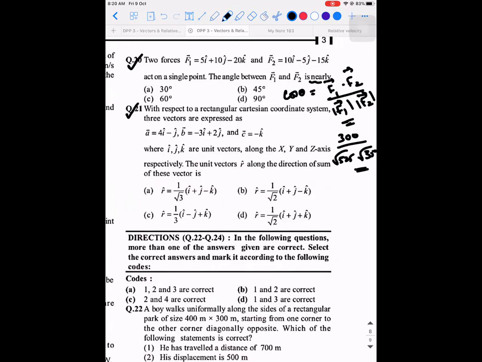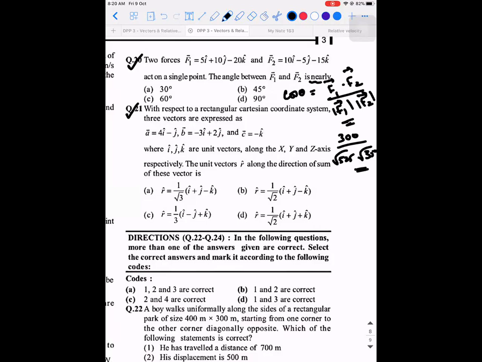Now look at the 21st. With respect to a rectangular Cartesian coordinate system, three vectors are expressed as A vector is equal to 4 I cap minus j cap, B vector is equal to minus 3 I cap plus 2 j cap, C vector is minus k cap, where I cap, j cap and k cap are unit vectors along x, y, z respectively. The unit vector is along the direction of the sum of these vectors.